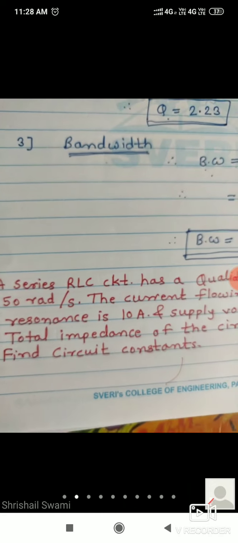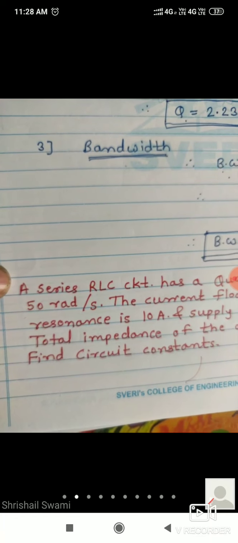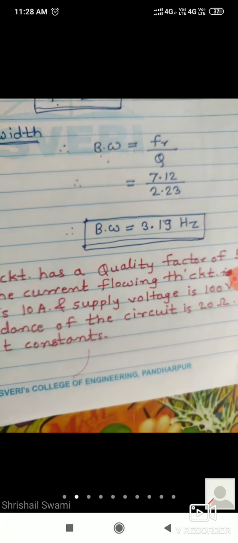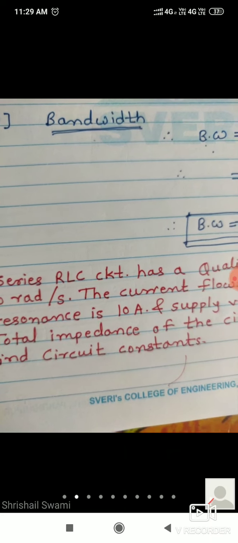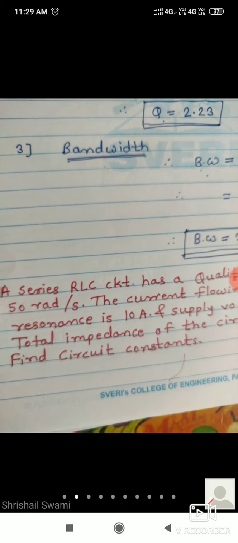That is the question. Once again, read the question carefully. What are the given things you have to note down as an input? A series RLC circuit has a quality factor of 5. Okay, so Q is equal to 5, given at 50 radian per second.